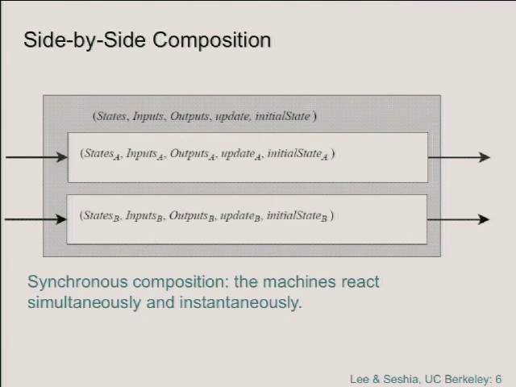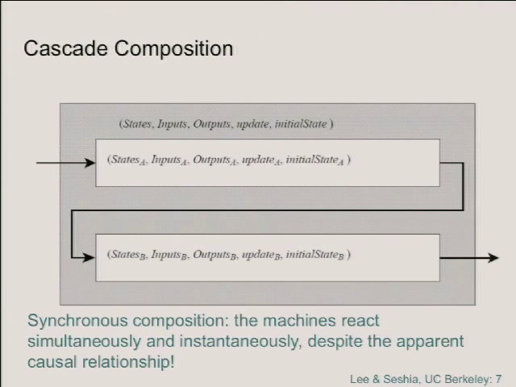So in the case of side-by-side composition like this, that's an easy thing to accept. In the case of feedback composition, it's going to be much harder to accept, and it's going to have some profound consequences. So side-by-side composition is relatively straightforward. Cascade composition is a little bit trickier than side-by-side. Because when we talk about these two state machines reacting simultaneously and instantaneously, there's a little bit of a problem. How could they possibly react simultaneously if one of them is providing data to the other?